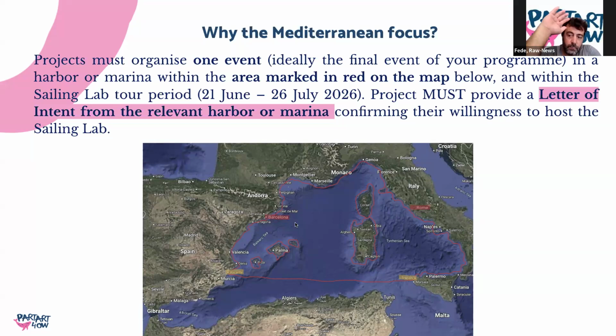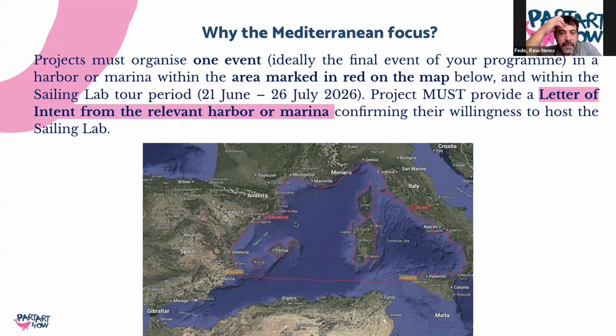Okay, I understand. So 7 projects will be chosen, and 2 of these will have an event with the sailing boat, the Sailing Lab. If one wins but is not visited, you will readjust the budget because the cost will not be included, right? And then I suppose if one wants to be near its final event in Italy, it should put a date close to June, the end of June.